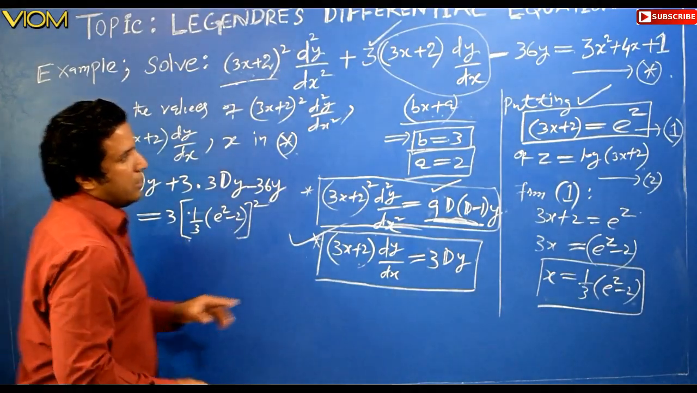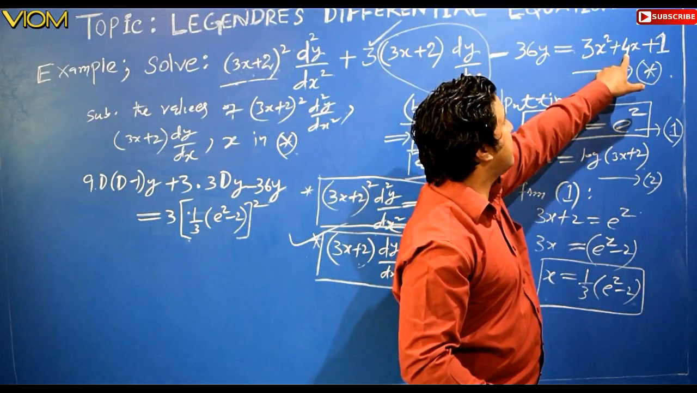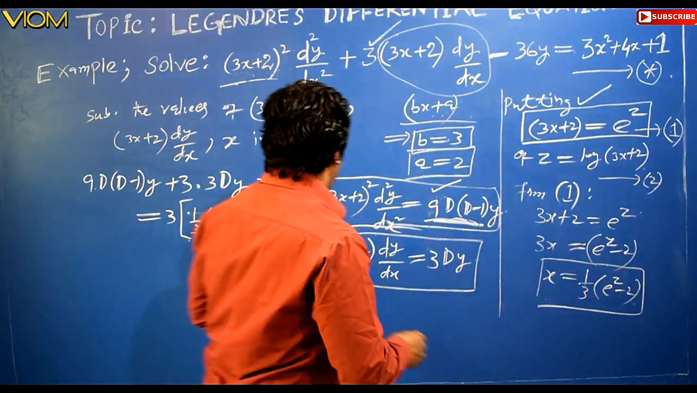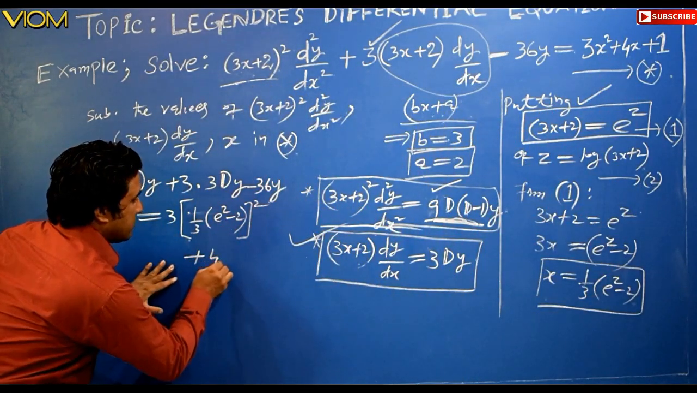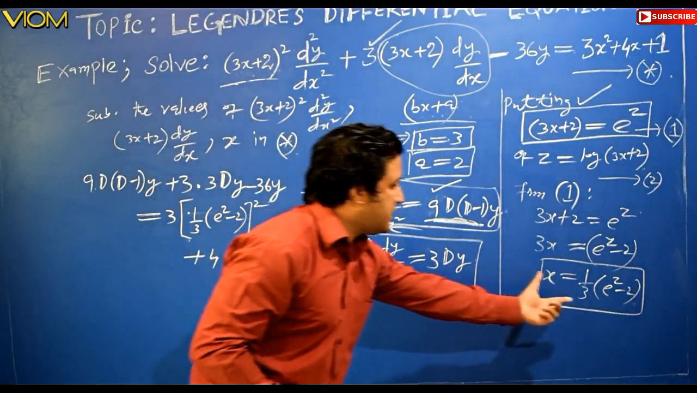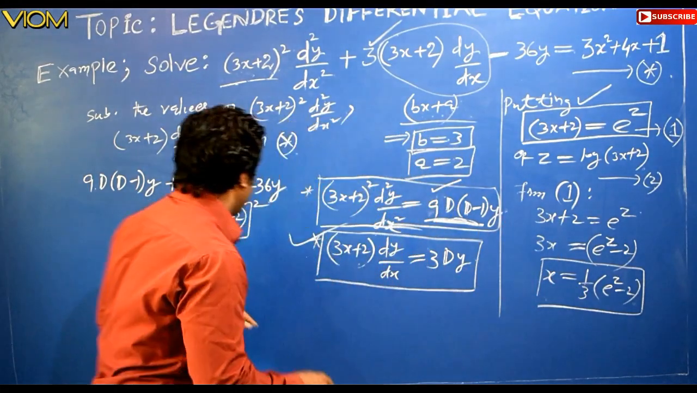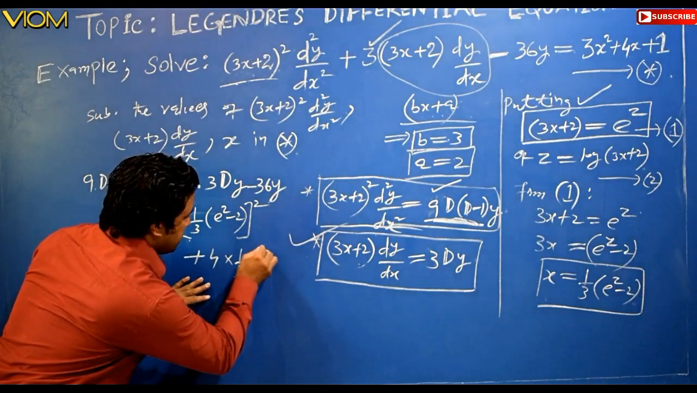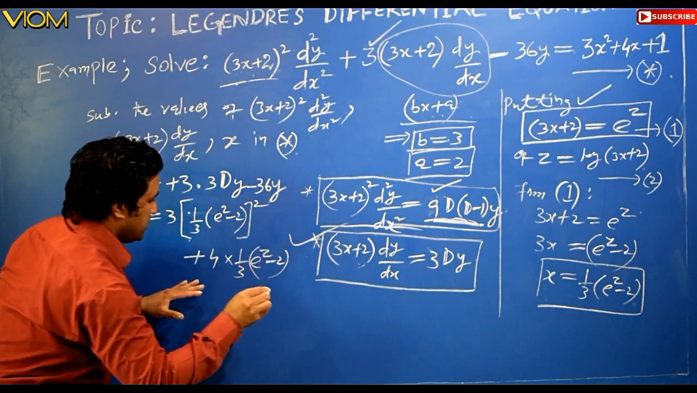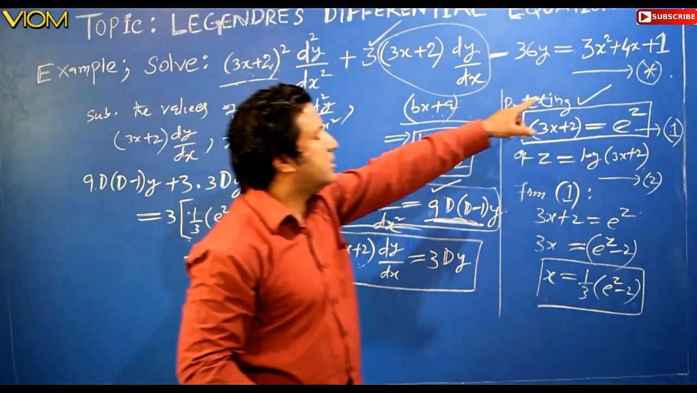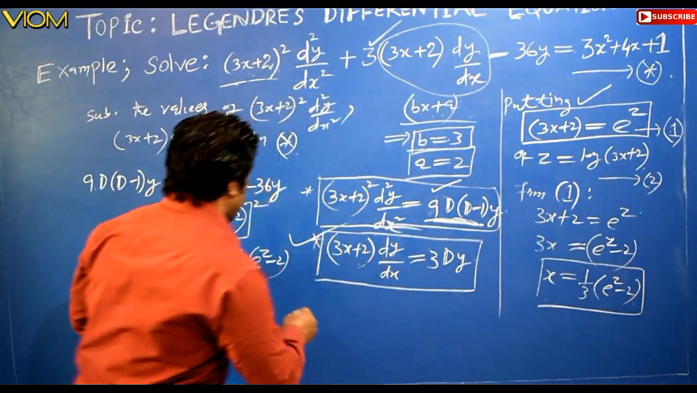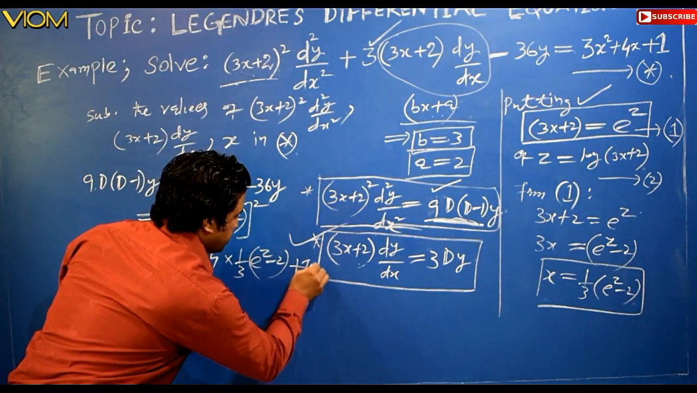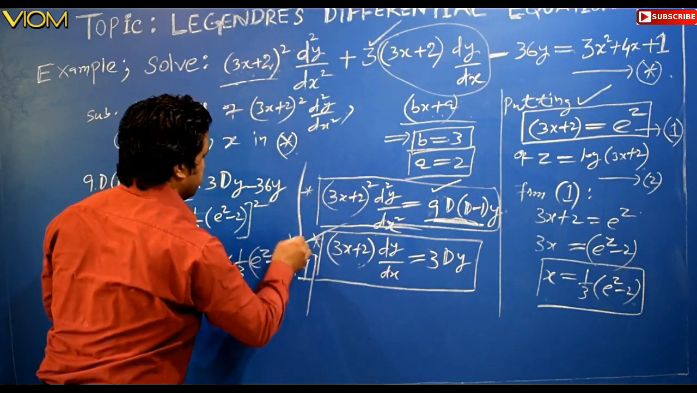Now again we will take the second term, 4x. I can write here plus 4 times of x. Where is x? X is here, 1 by 3 e raised to the power z minus 2. I can paste here this one: 1 divided by 3, e raised to the power of z minus 2. This is the second one, and the last and final term is plus 1. I can write again plus 1 here.